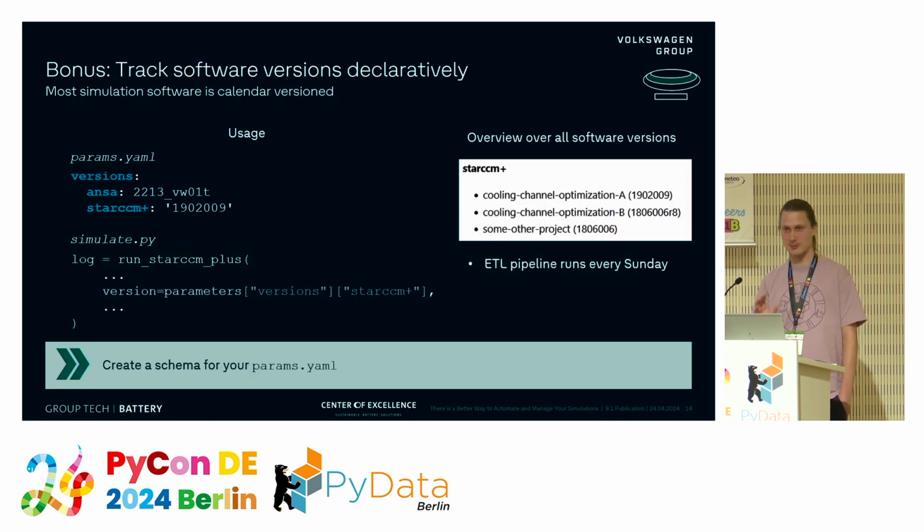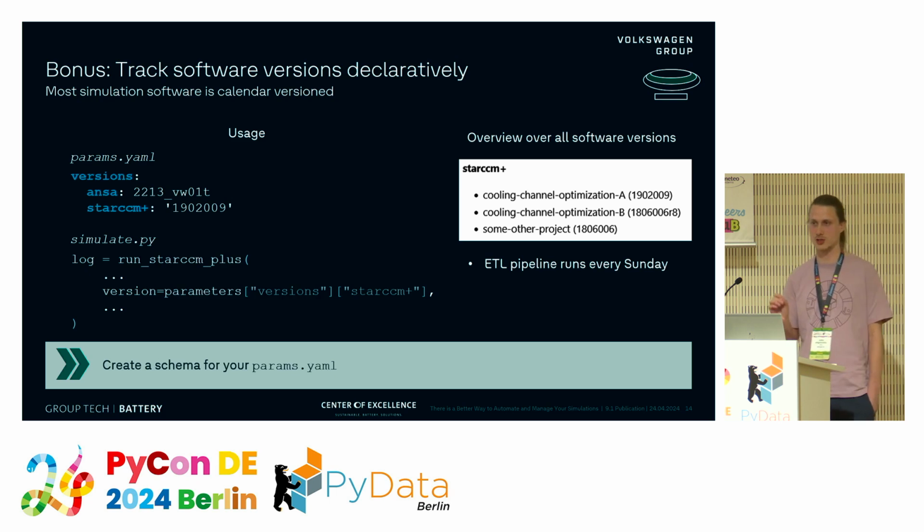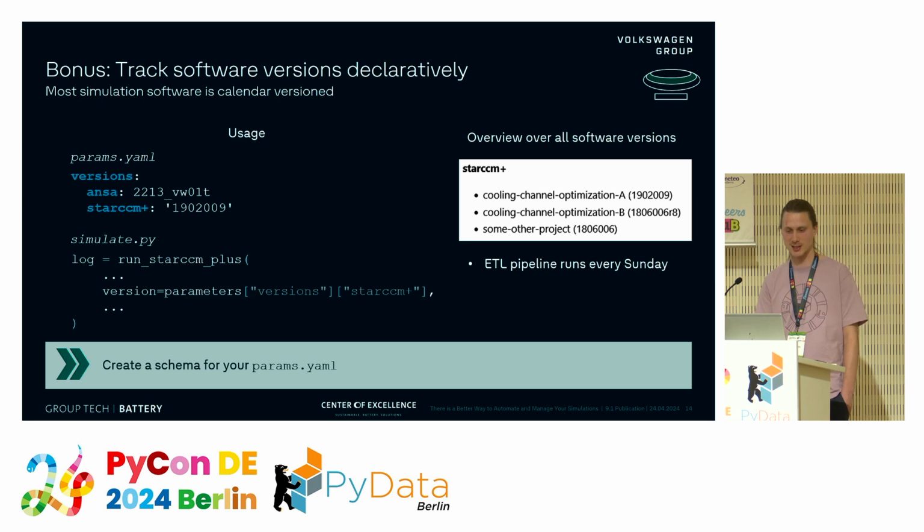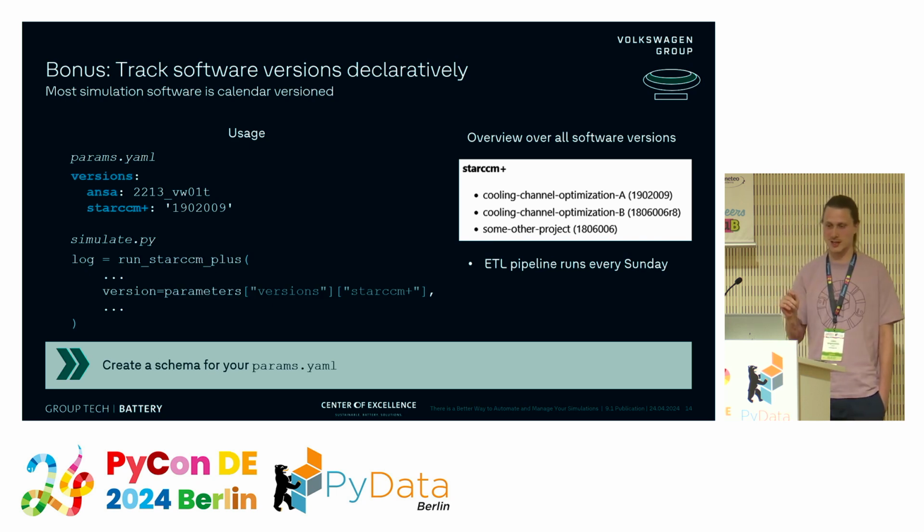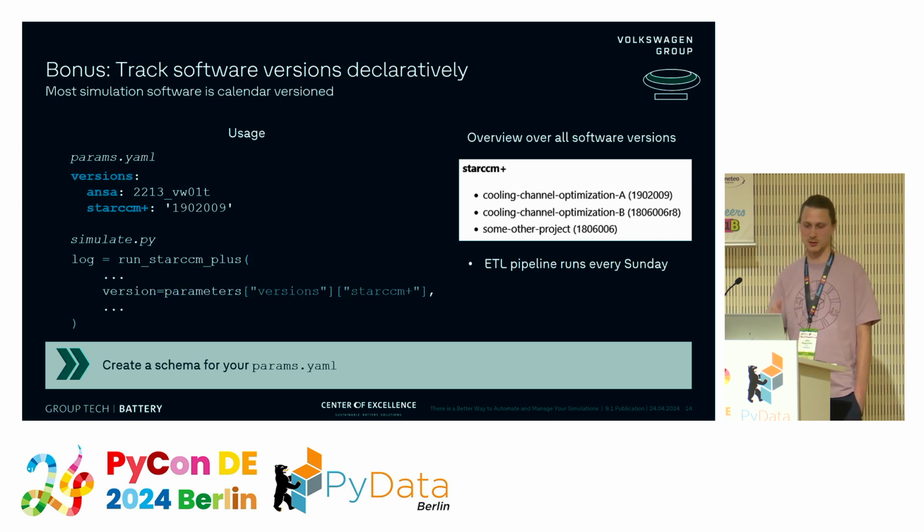So, and as a bonus, you can also track your software versions declaratively with those parameters. This is a huge issue in simulation engineering, I think, to track your versions and to update your versions you're executing the whole pipeline with. And so you have a namespace in the params.yaml file called versions, and then we have a list of, for example, our Ansys version we are using or StarCCM Plus version we are using. And then in the simulate.py file, we have a function called run StarCCM Plus, and this also takes a version parameter. So it executes the simulation with the given version of that software.